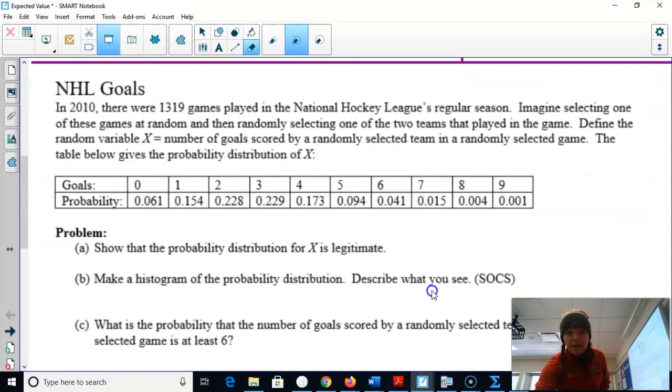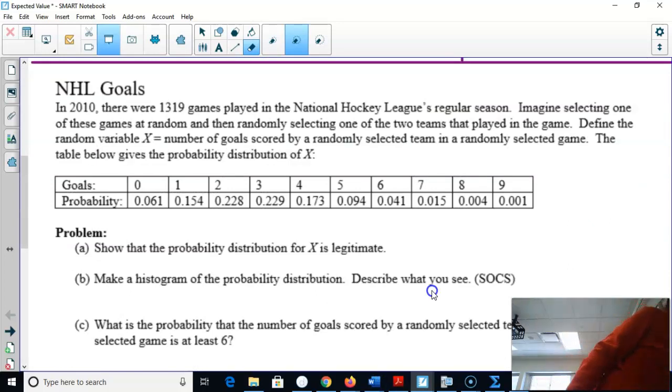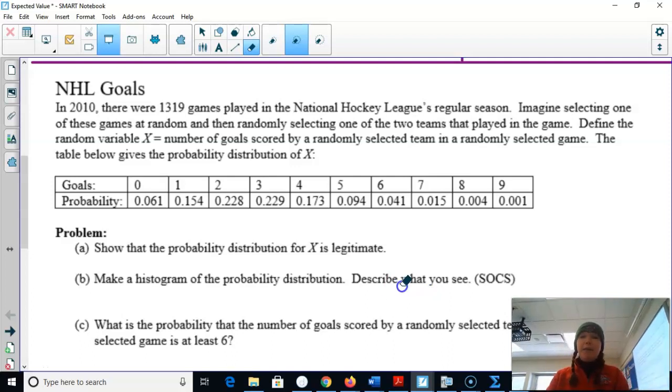All right, let's look at this next probability distribution that we have. It says in 2010, there were 1,319 games played in the National Hockey League's regular season. Imagine selecting one of these games at random, and then randomly selecting one of the 2 teams that played in the game. So you can imagine that we have all the games in a hat, and we pull one name out. Then we know the Wild is playing the Sharks.